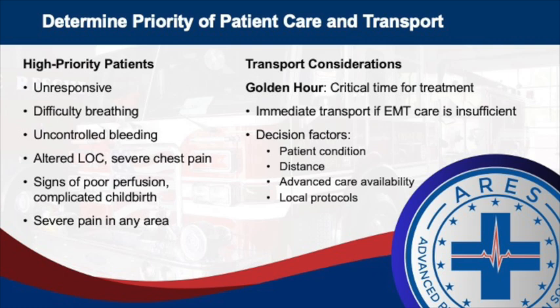High-priority patients are those with conditions that can rapidly worsen or are immediately life-threatening. These include unresponsiveness, difficulty breathing, uncontrolled bleeding, an altered level of consciousness, severe chest pain, pale or ashen skin, or other signs of poor perfusion, complicated childbirth, and severe pain in any area of the body. If you identify any of these conditions, the next steps become clear. Rapid transport is essential. Now let's talk about the golden hour, sometimes called the golden period.